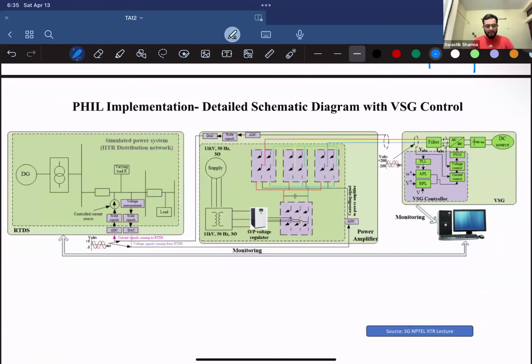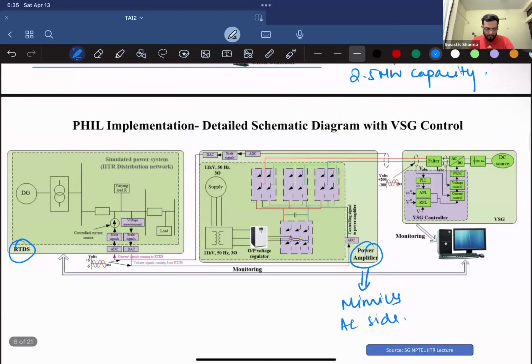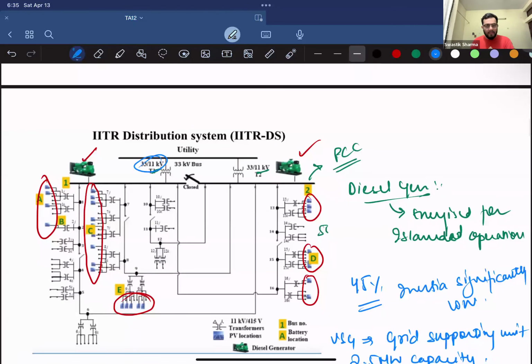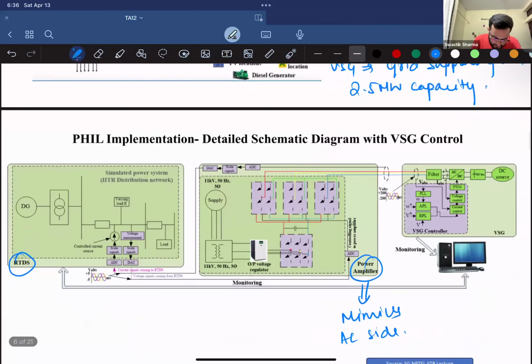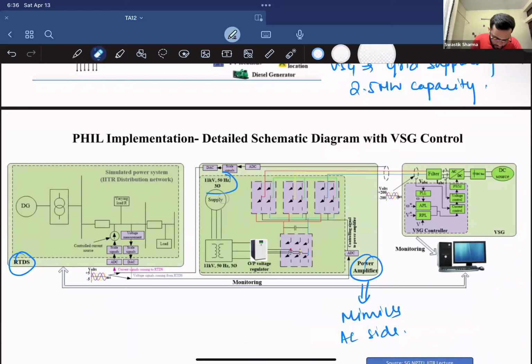So again, for this, they had a PHIL implementation, which is a power hardware in loop implementation. In your RTDS or RSCAD software, they simulated the distribution system of IIT Roorkee, and their power amplifier is the one that mimics your AC side or your utility side. So what exactly is it? It's a 33 by 11 kV utility, right? So it's supplying power at 33 kilovolt, and after that there are transformers which convert it to 11 kilovolt. So they are simulating directly at 11 kilovolt, 50 hertz three phase power.